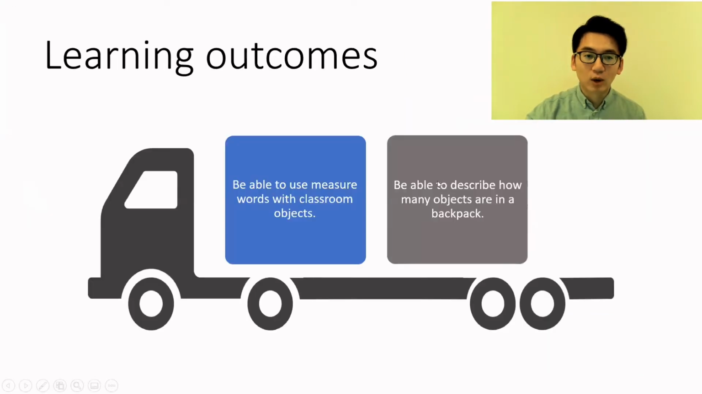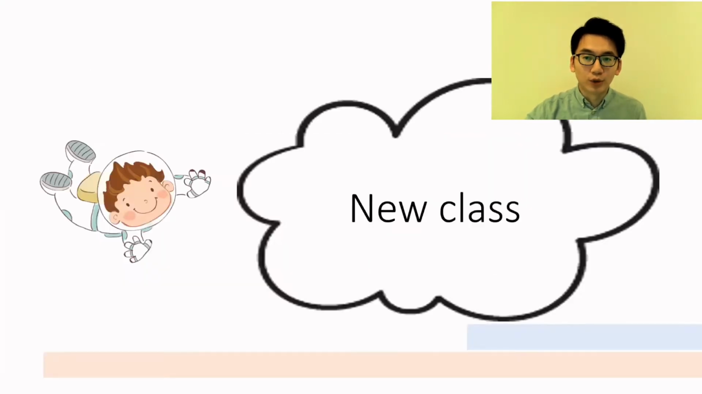First, let's look at our learning outcomes. In this lesson, we are going to learn some measure words with classroom objects. After this lesson, you will be able to use these measure words and describe how many objects are in a backpack. In Mandarin, if we count the objects, we need to use the measure word after the number.